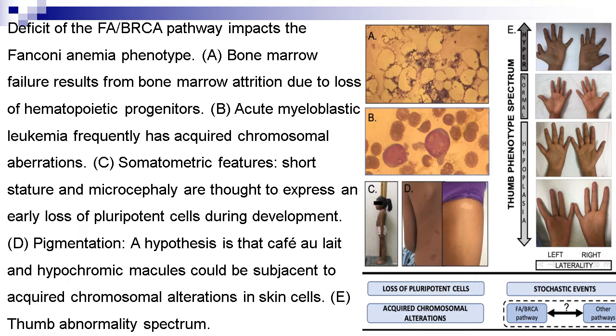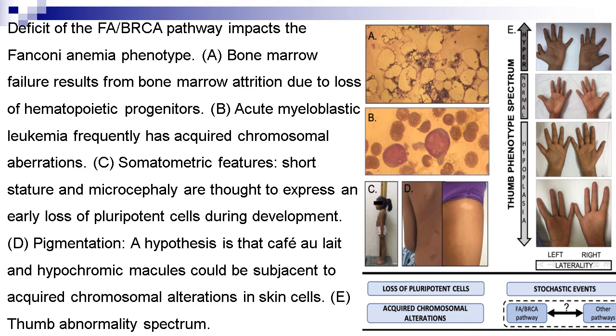In B, you see abnormal cells instead of the replaced bone marrow with fatty cells. In this case, a new chromosomal aberration occurs. This is AML, acute myeloblastic leukemia, developing on top of aplastic anemia, which is a common acquired chromosomal aberration in aplastic anemia. In C, you see the somatometric features of Fanconi anemia children.